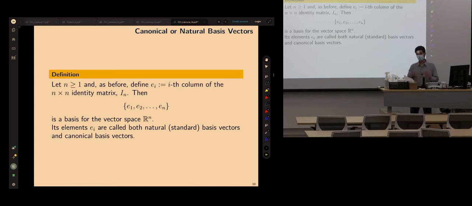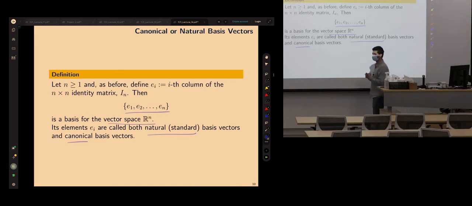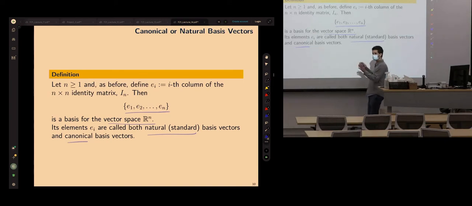Before that, terms that you will hear and read in books, and I might use sometimes: canonical, natural, or standard basis. The familiar vectors that we use, E1 to En, the columns of the identity matrix, form the basis for vector space Rn. These are called natural, standard, or canonical basis vectors, because it's really the least complicated way you can write it.